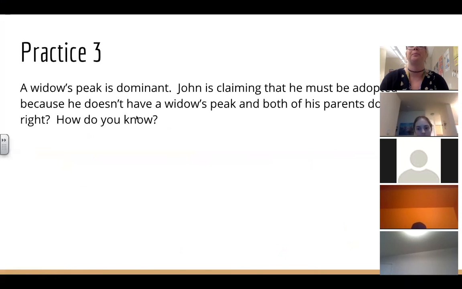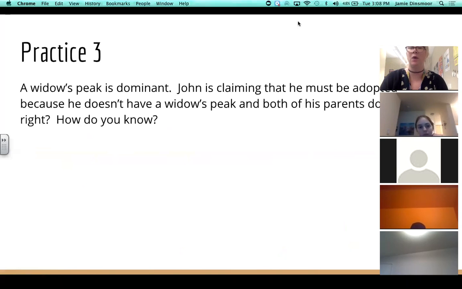Let's try this one. A widow's peak is dominant, right? We already said that. John is claiming that he must be adopted because he doesn't have a widow's peak, but both of his parents do. Is he right? How do you know? Also, super intense thing to do to your parents. I think I'm adopted because I analyzed my genetic traits and it doesn't seem to add up. Stressful times. So what do you guys think?